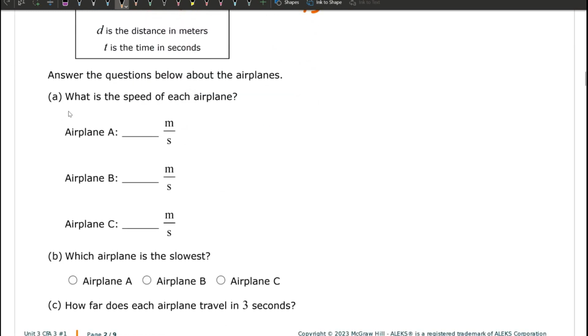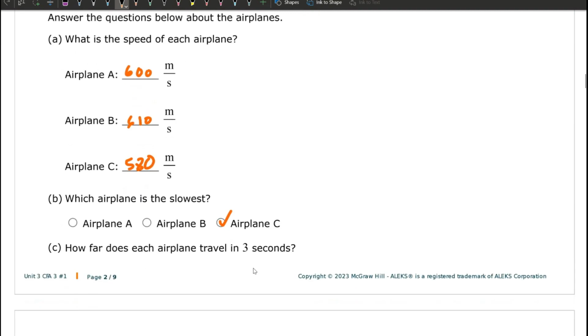Alright, so now we can answer, put in the box. Remember, this is 600, this is 610, and this is 580. Which airplane is the slowest? So slowest is airplane C. How far does each airplane travel in 3 seconds?